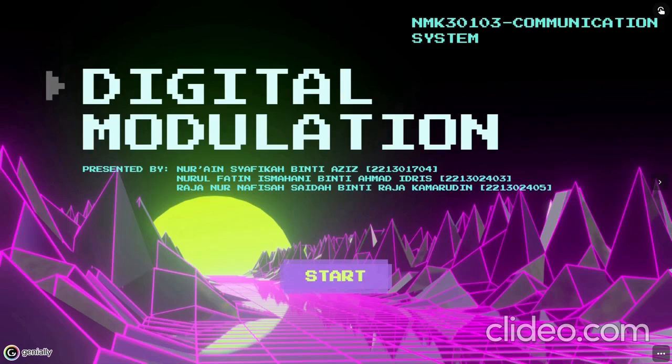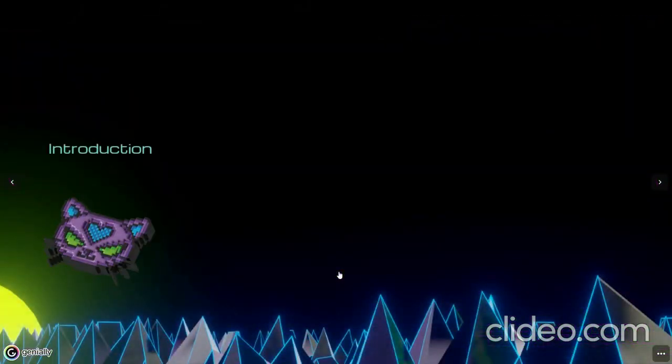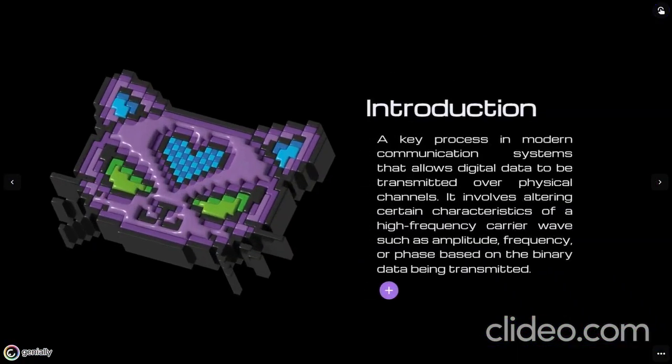about digital modulation for communication systems. So, what is digital modulation? Digital modulation is a key process in modern communication systems that allows digital data to be transmitted over physical channels, such as wires, optical fibers, or through the air. It involves altering certain characteristics of a high-frequency carrier wave, such as amplitude, frequency, or phase, based on the binary data being transmitted.